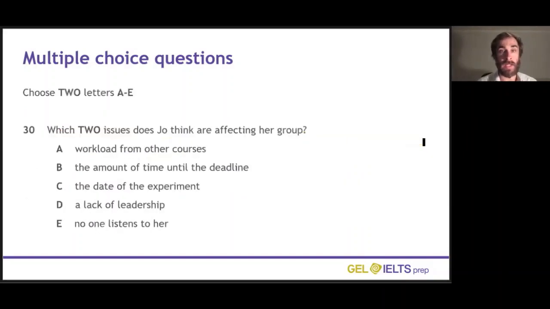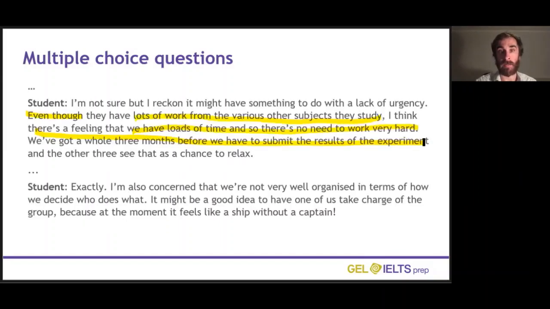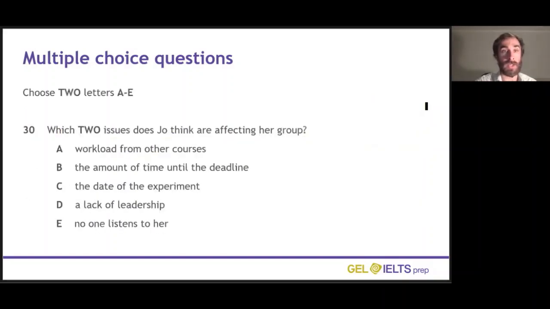This links to B, the amount of time until the deadline. We have loads of time, so there's no need to work very hard. A lack of urgency. So Jo thinks there's a problem because the other students are relaxing too much because of this amount of time until the deadline. The phrases 3 months and experiment and time is also connected to C, the date of the experiment. So this is a distractor in the question, but it's not in the recording.